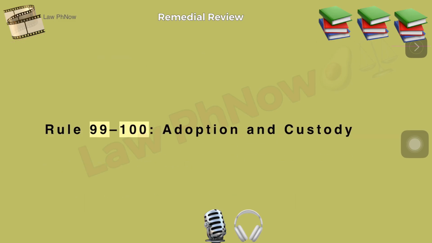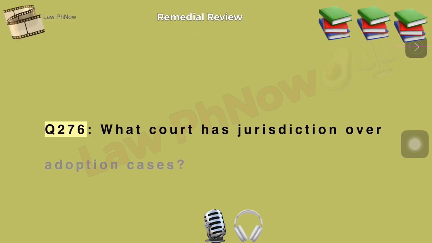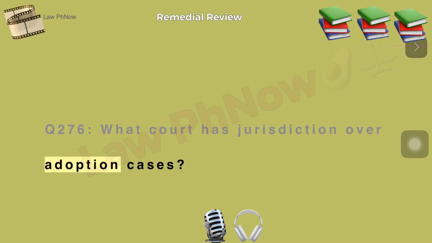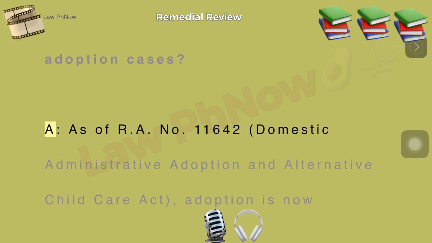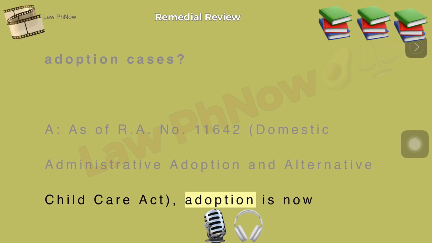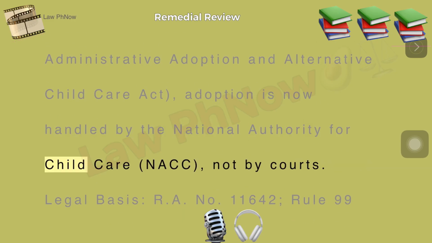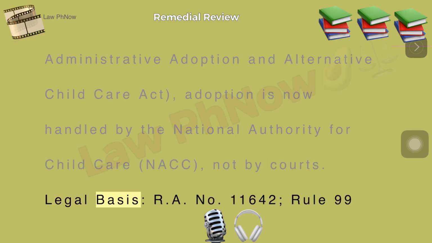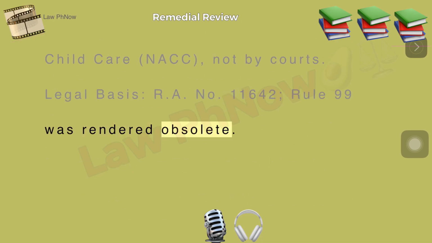Rules 99 to 100, Adoption and Custody. Q276, what court has jurisdiction over adoption cases? A. As of RA No. 11642, Domestic Administrative Adoption and Alternative Child Care Act, adoption is now handled by the National Authority for Child Care, NACC, not by courts. Legal basis, RA No. 11642, Rule 99 was rendered obsolete.